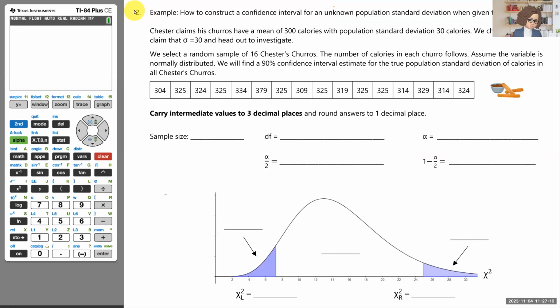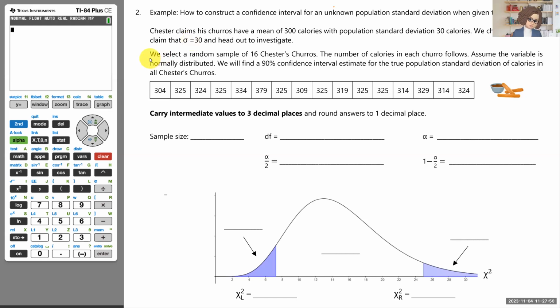Welcome. We'll take a look at one more example here of estimating a population standard deviation, and this time we'll actually have some data. So I'm going to return to my churros. Chester claims his churros have a mean of 300 calories with population standard deviation 30 calories. In the past, we learned to estimate the mean calories in his churros, but now we'll challenge his claim about the population standard deviation being 30, and we'll head out to investigate.